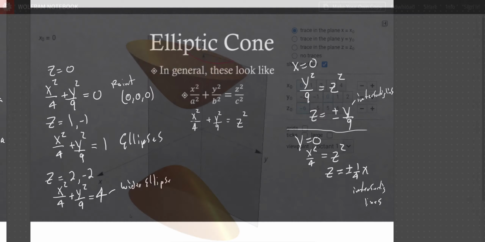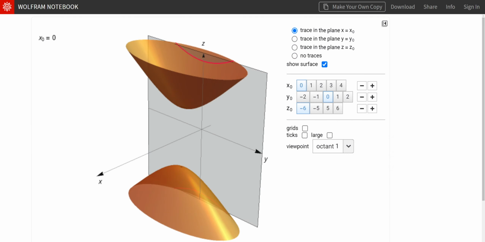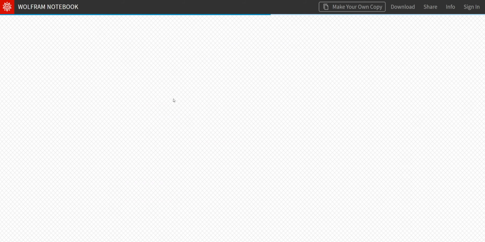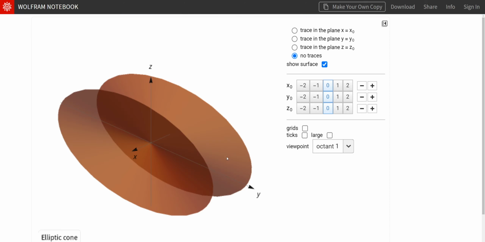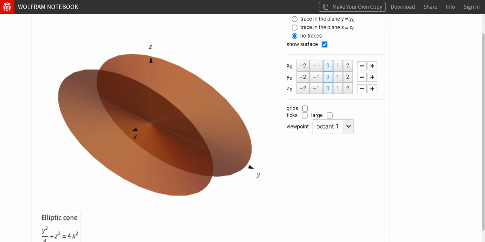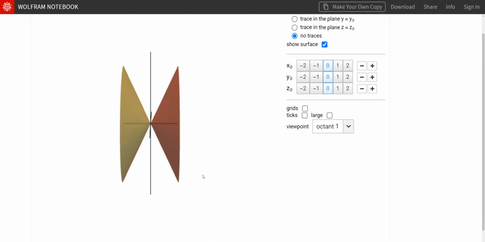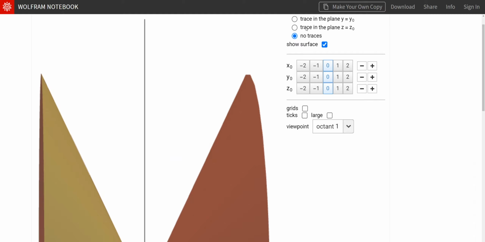Good, I remembered to switch the scene back. So there's our hyperboloid of 2 sheets. Let's jump to the elliptic cone. So there's an elliptic cone. This is one where the x is over on the other side, right? And the y and the z are on the left side added together. So that means this is going to be along the x-axis, and we get these intersecting lines.